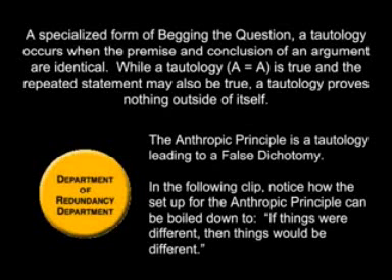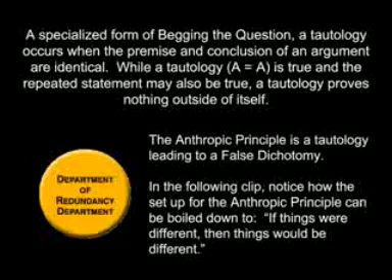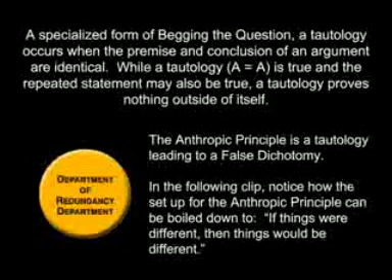Tautology. A specialized form of begging the question, a tautology, occurs when the premise and conclusion of an argument are identical. While a tautology, like A equals A, is true, and the repeated statement may also be true, a tautology proves nothing outside of itself. The anthropic principle is a tautology leading to a false dichotomy. In the following clip, notice how the setup for the anthropic principle can be boiled down to, if things were different, then things would be different.